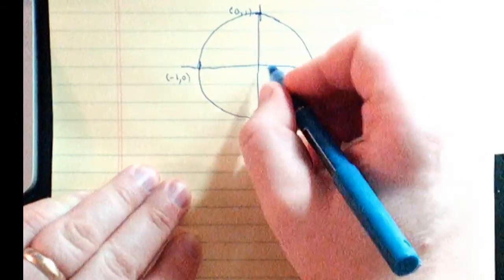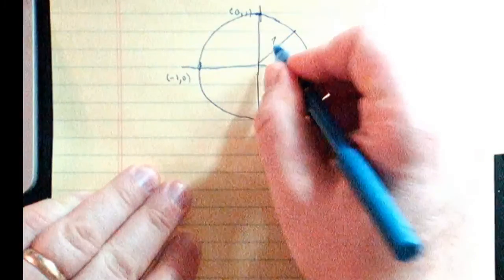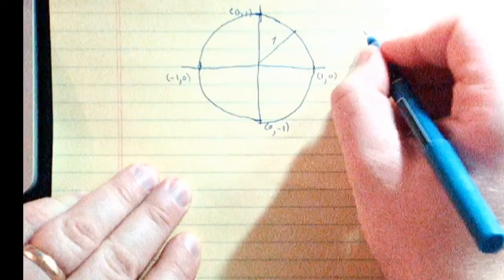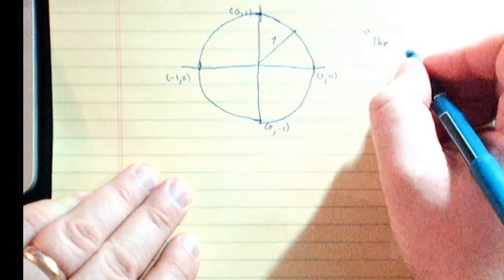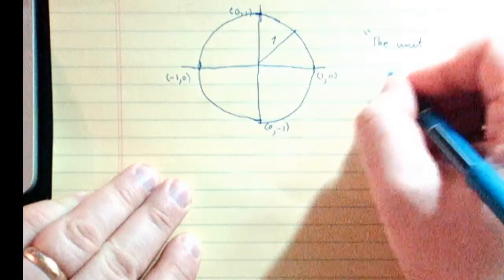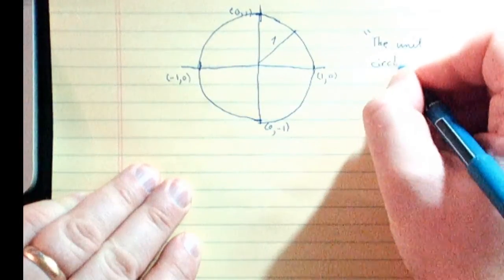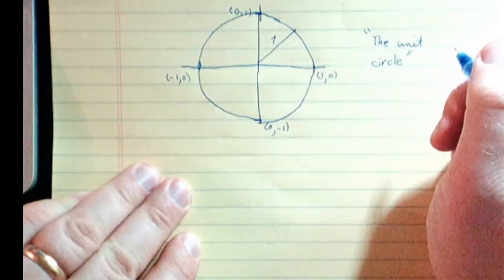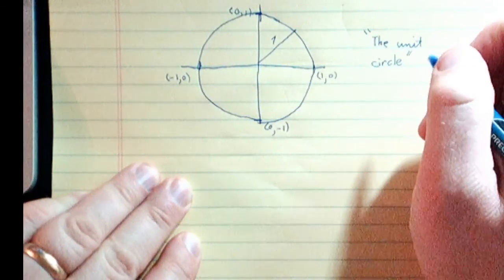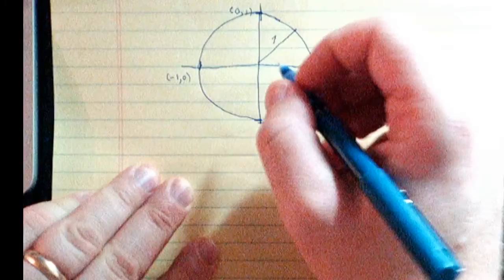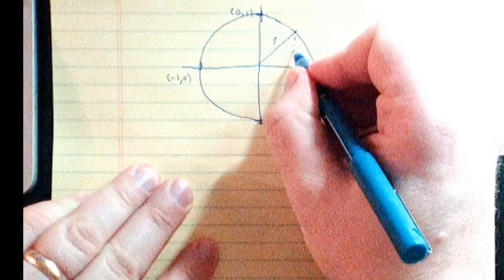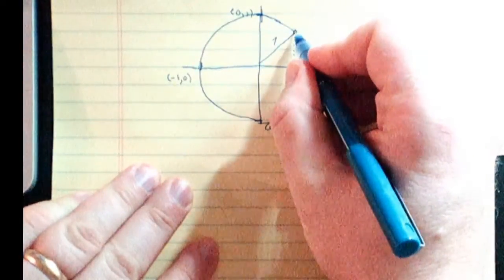So here we have a circle of radius 1. And this is famously called the unit circle. Not because it's good at fighting Daleks, because unit's another name for 1. Now let's look at this point here.